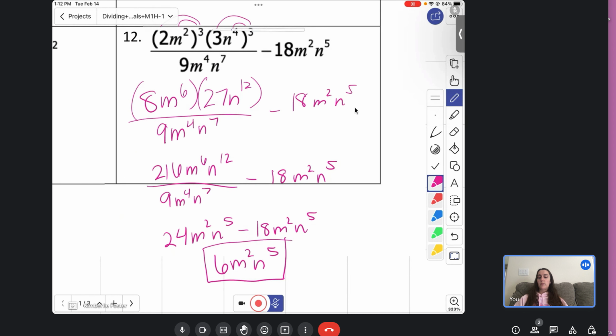Okay, so this one had a lot in there. We had to do the power rule. We did not use the product rule because we did not have common variables, right? We used the quotient rule and we combined like terms. So that was a good one.